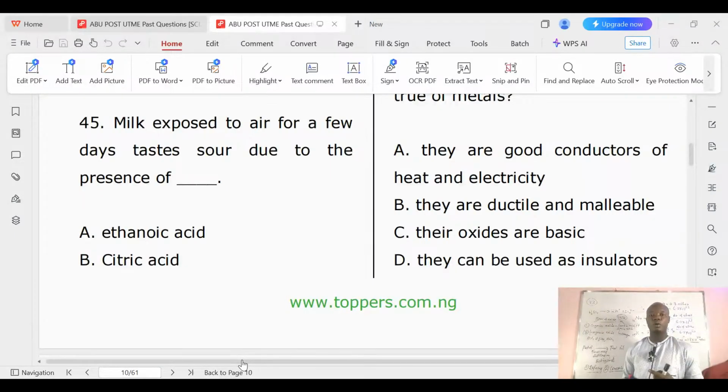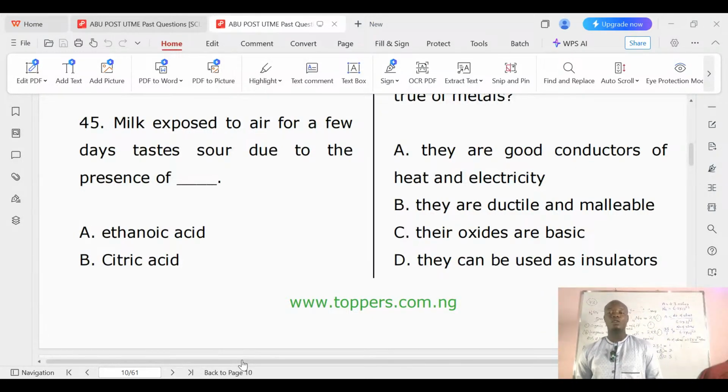So let's answer. Which of the following is not true of metals? A, they are good conductors of heat and electricity. B, they are ductile and malleable. C, their oxides are basic. And D, they are used as insulators. Without wasting much of our time, we know that metals are good conductors of heat and electricity, and they are malleable and ductile, meaning you can draw them into a thin wire and change their shape. That is the meaning of malleability and ductility of a metal.